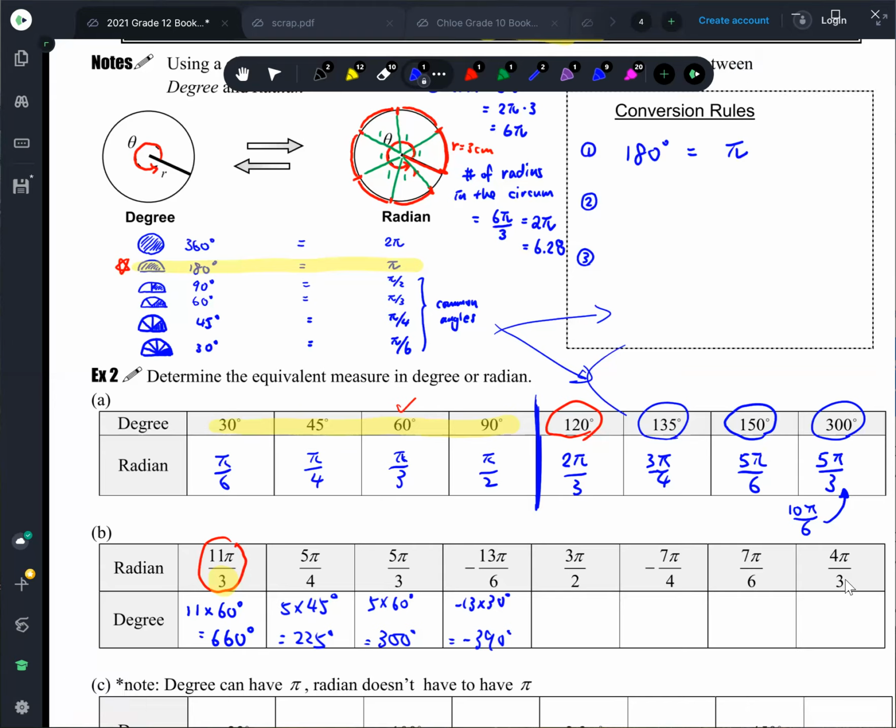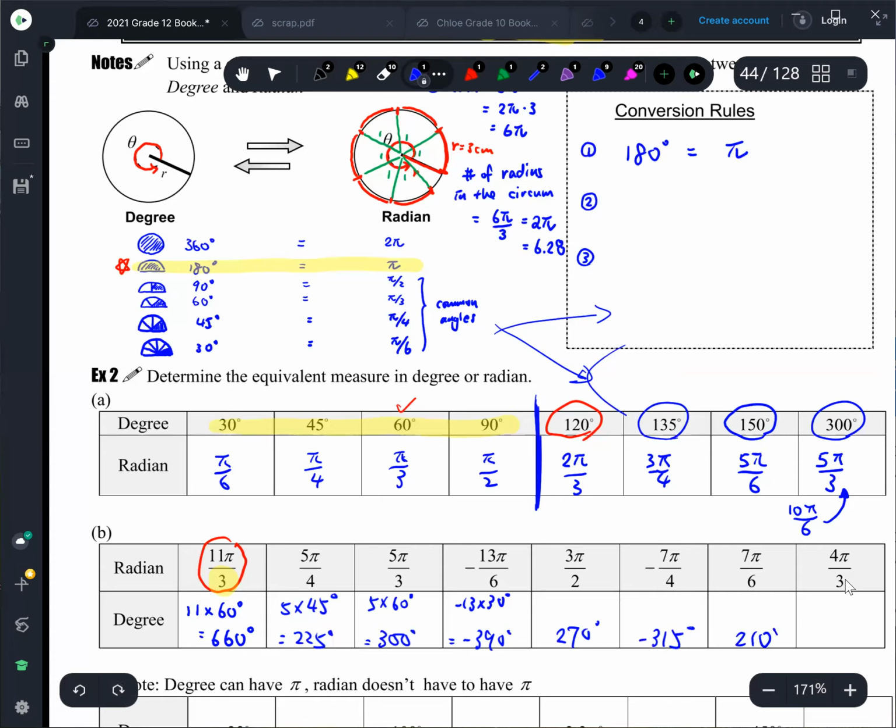Angela, next one. 270 degrees because 3 times 90. Okay. And Yosher, next one. Negative 315. And Nick, next one. 210 degrees. Okay. We have the last one, Marcus. I didn't get it.